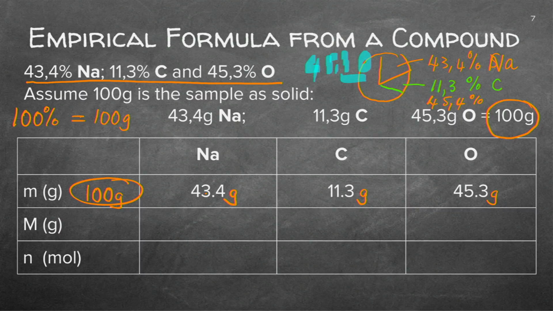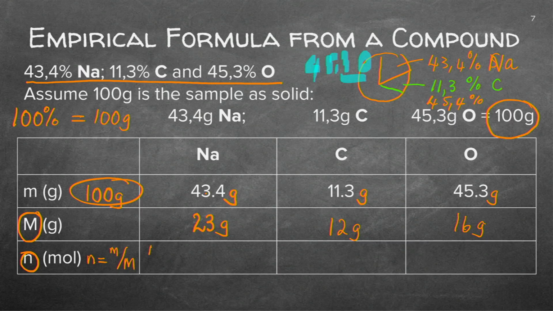Now, what is the molar mass? Remember, we got the molar mass in the periodic table to calculate the moles. So, go and have a look on your periodic table. You should get 23 grams as the molar mass for sodium, 12 grams as the molar mass for carbon, and 16 grams molar mass of oxygen. You then go and calculate your moles, and you've done that before.